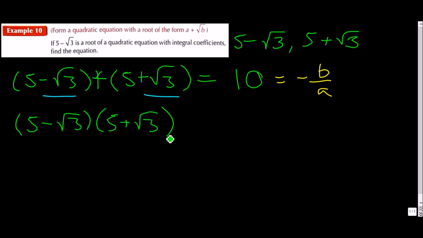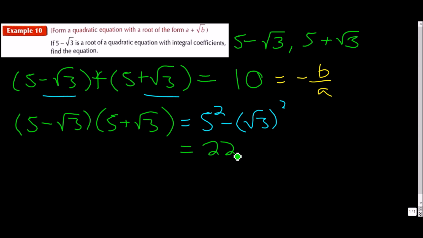At this point, we have to FOIL, but this is actually a special form again. This is what's called the difference of squares, which is fantastic because it's very, very simple to deal with. If you went through and FOILed, you would notice that the inner products and the outer products cancel each other. So we actually don't have to do the whole FOIL. All we have to do is just part of it, and we're good. What we end up with is 5 squared minus square root of 3 squared. This is always going to work out this way. So this is 25 minus 3, which is 22.